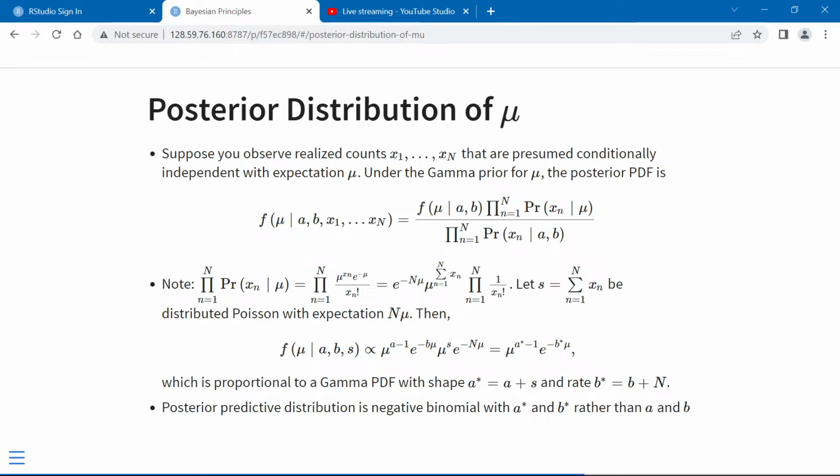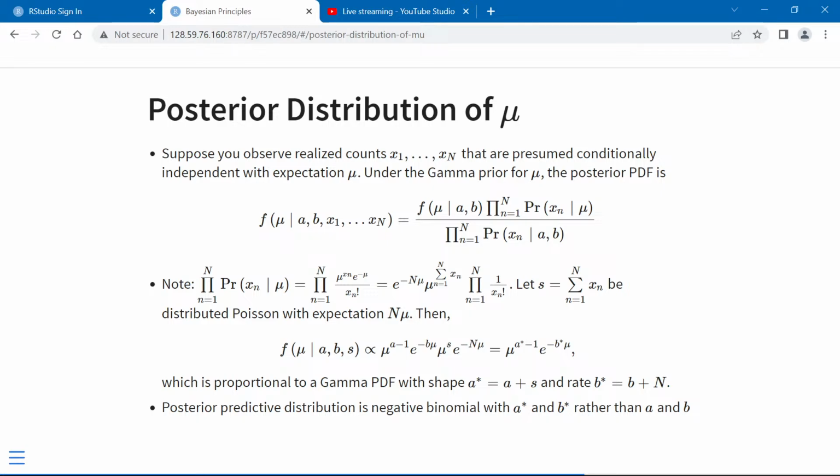And because they're conditionally independent, we are in a special case of the general multiplication rule, where we can just multiply them together. There's no dependence of x2 on x1 that we have to worry about. Conditional on mu, the x's are assumed to be conditionally independent. We can just multiply them all together to get the probability of observing the whole data set, given mu. And then in the denominator, we have the probability of observing the data set conditional on A and B, but not mu, which would be a product of the negative binomial things on the previous slide.